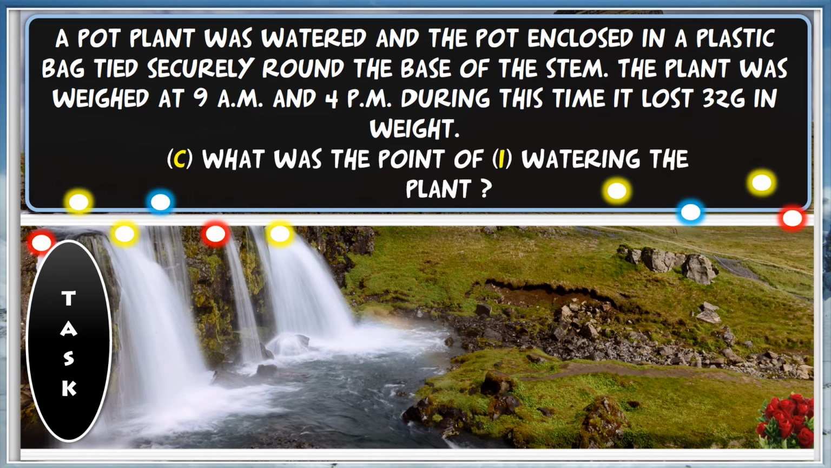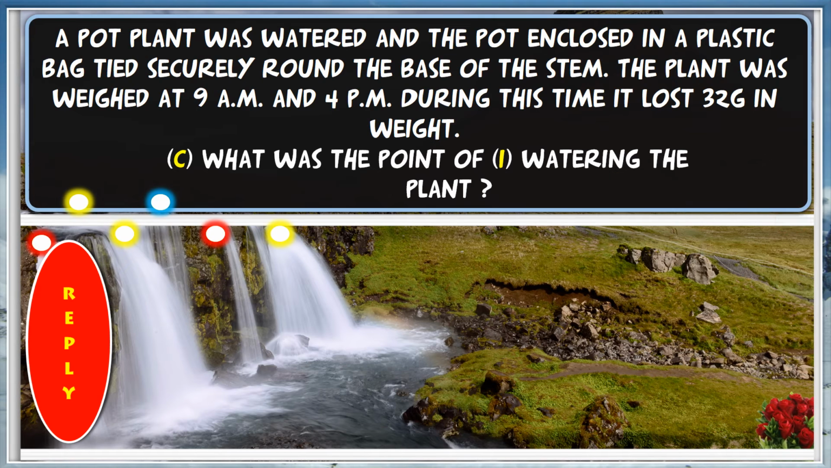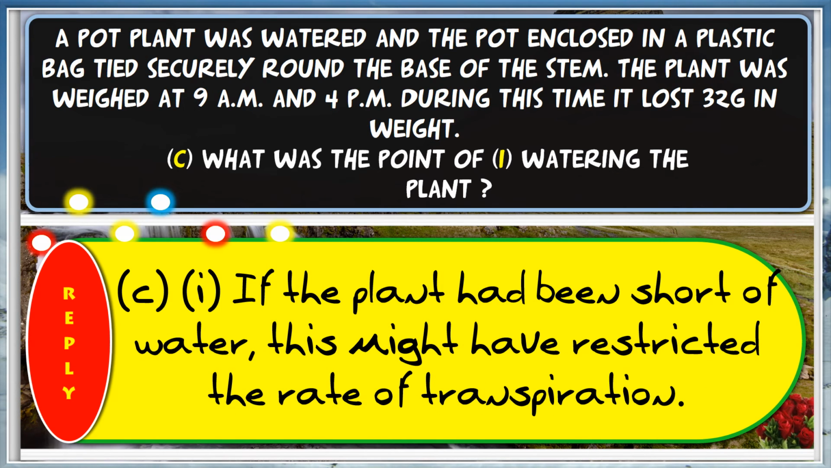Part C. What was the point of, Roman numeral 1, watering the plant? If the plant had been short of water, this might have restricted the rate of transpiration.